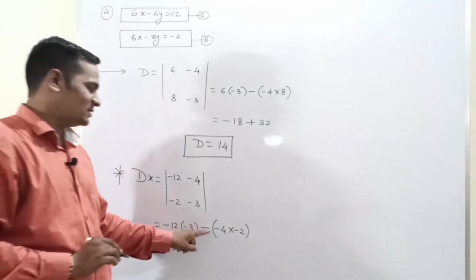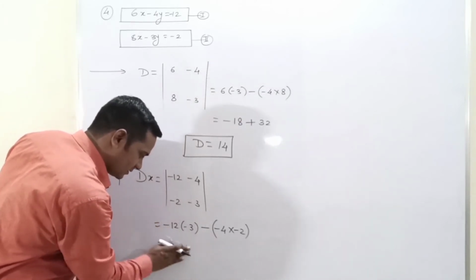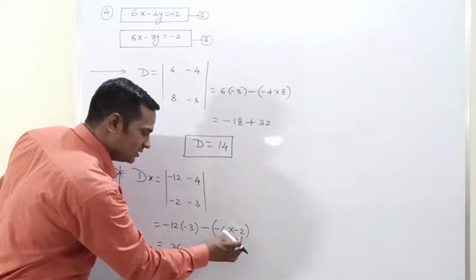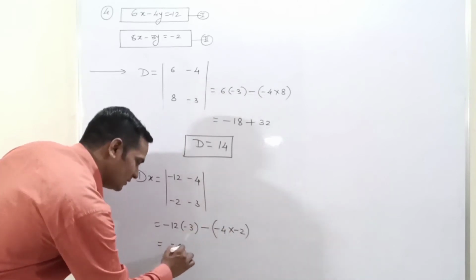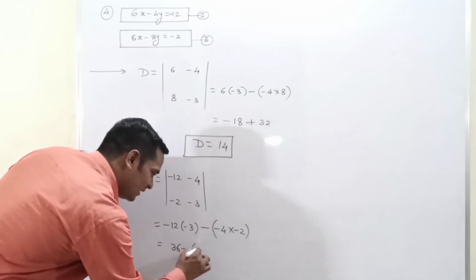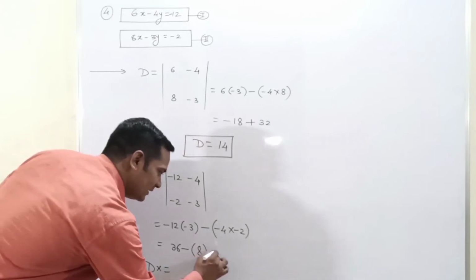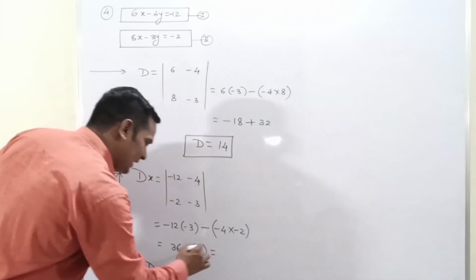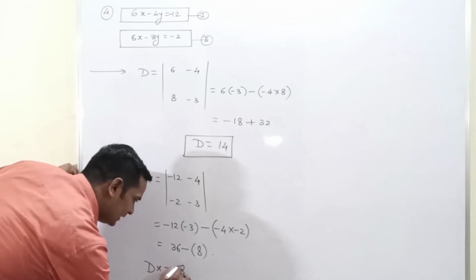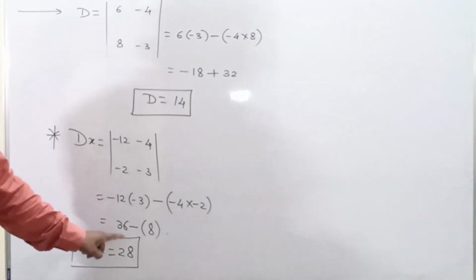The first product gives 36. Because there is a minus in front and the bracket holds minus minus, which becomes plus, the term is minus. Multiplying those two, 4 2s are 8. So dx is equal to 36 minus 8, which is 28. This is dx, 28.